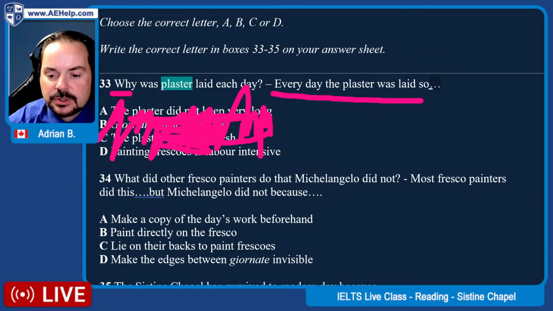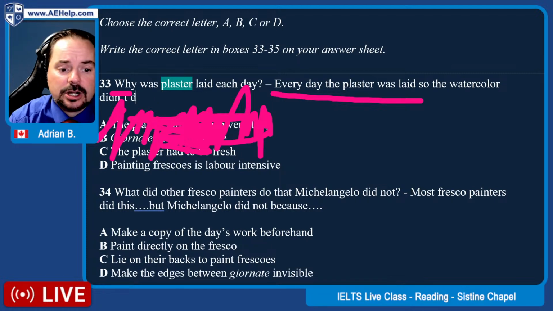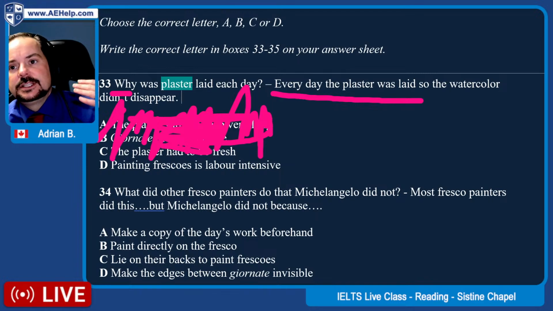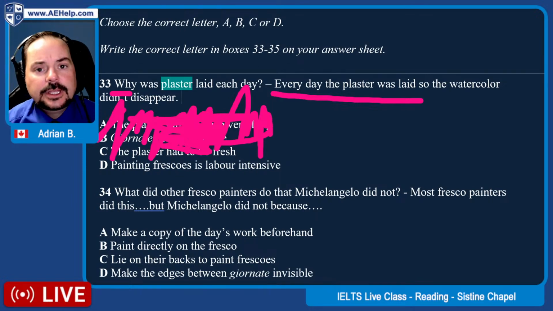So every day the plaster was laid, so the watercolor didn't disappear. Okay, sure. I like it. No, seriously, I like it. And I can imagine, even if I didn't read this passage, it would be long lasting. Yeah, of course, right?